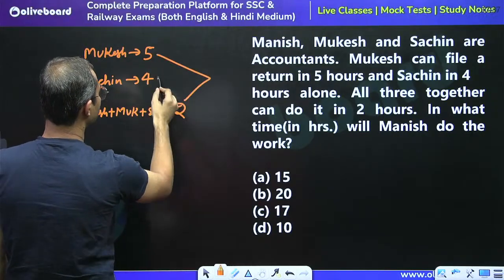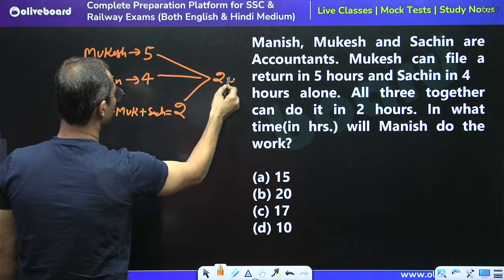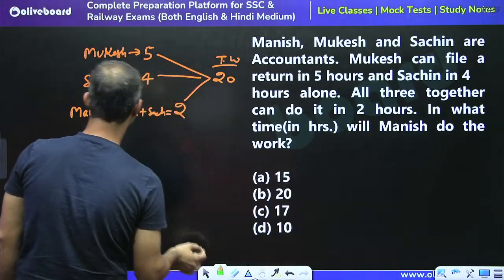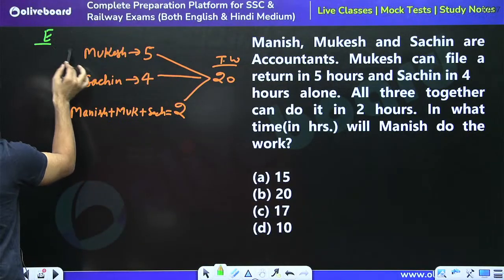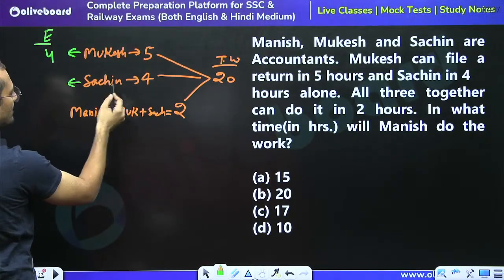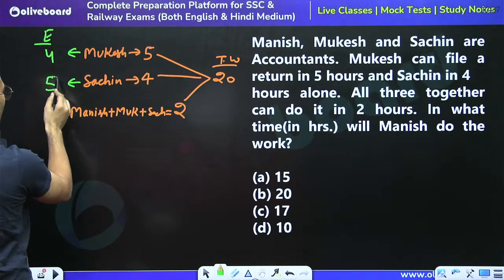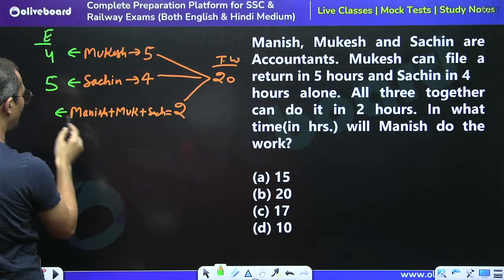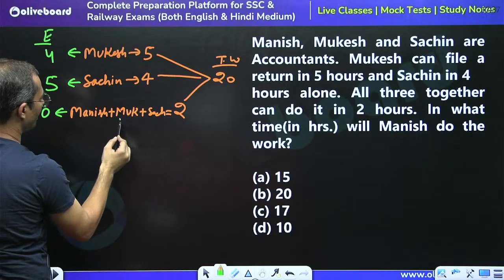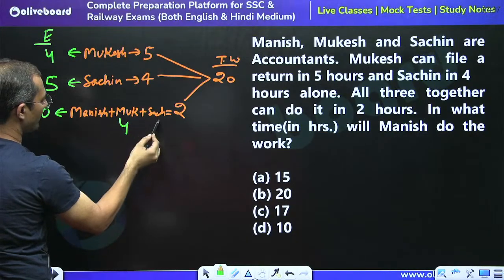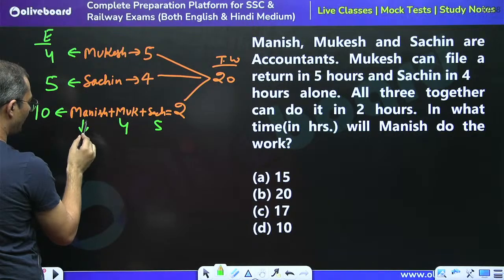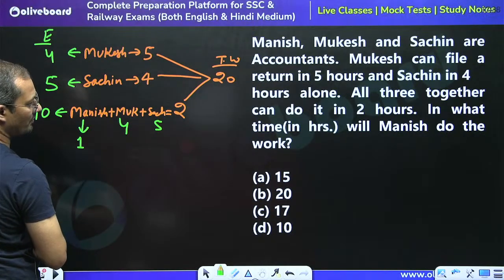So just taking LCM, we will get 20 as the total work, right? So what is the efficiency? The efficiency of Mukesh is 4, and the efficiency of Sachin is 5. Now tell me what is the efficiency of all together? That is 10. So we can say 10 minus 4 minus 5, so the efficiency of Manish is 1 unit.